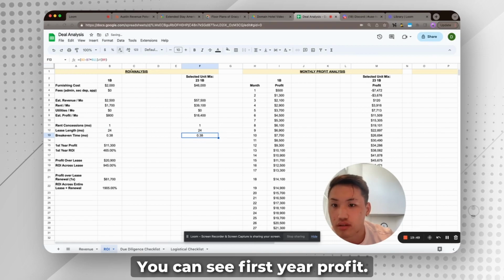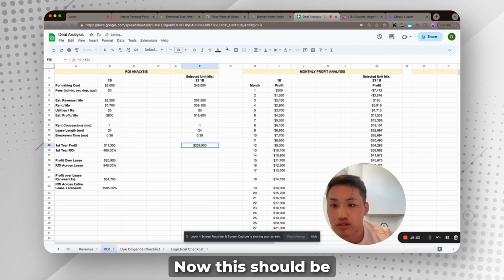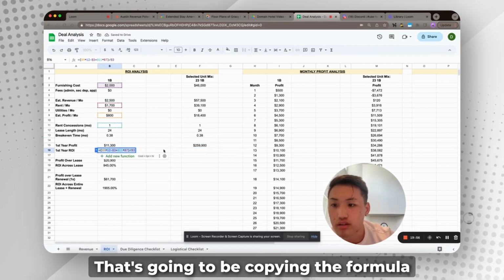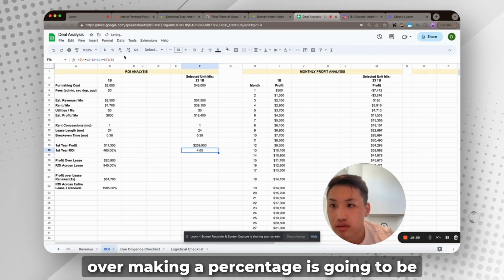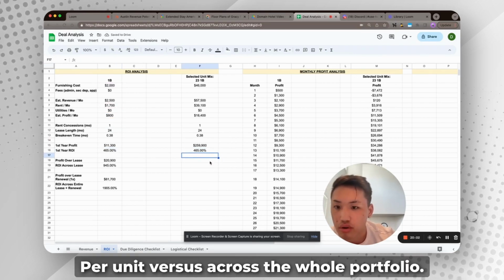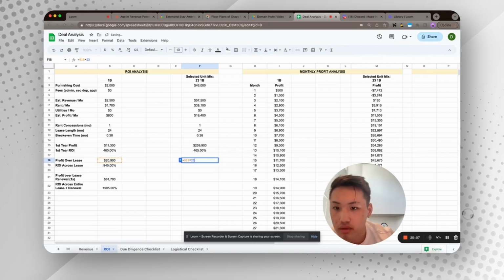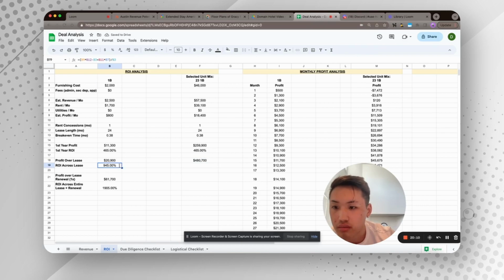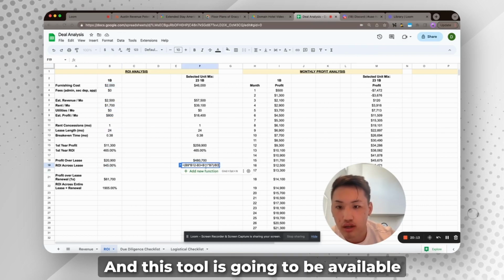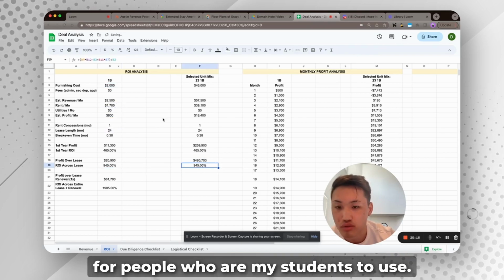So you can see first year profit. Now this should be multiplied. First year ROI, that's going to be copying the formula over, making a percentage. It's going to be the same exact thing, right? Per unit versus across the whole portfolio. Because they're all the same, the ROI is going to be the same. It's different for the profit. I'm just copying over the formulas for you guys. Again, this tool is going to be available for students to use.